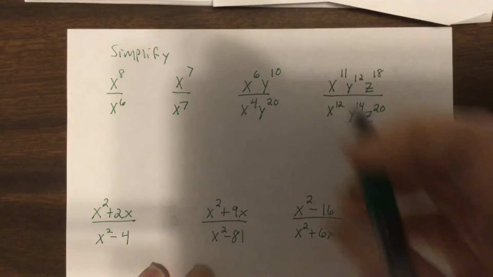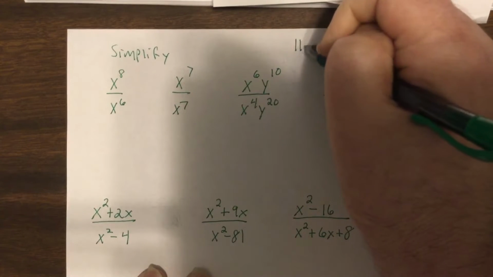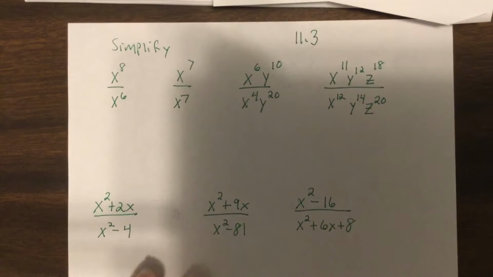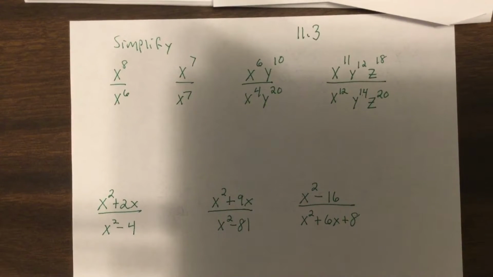This is section 11.3, so it's chapter 11, section 3. We're going to be working with fractions. They call it rational expressions. If you remember way back at the start of the year, a rational number is any number that could be written as a fraction.